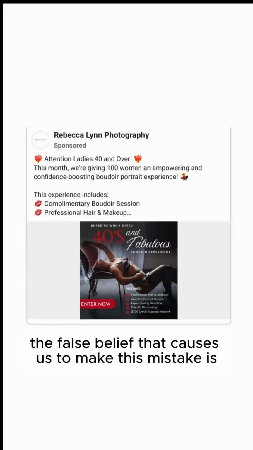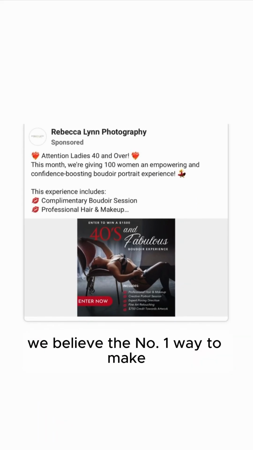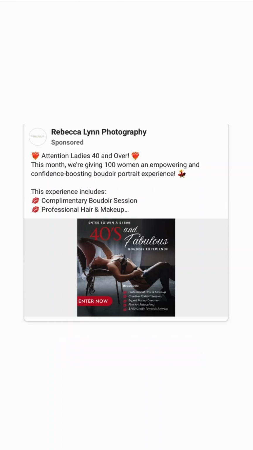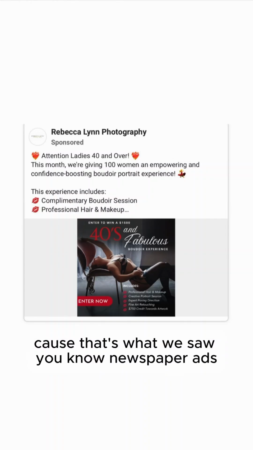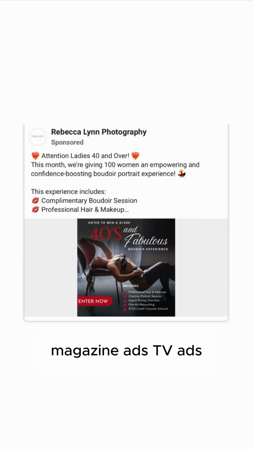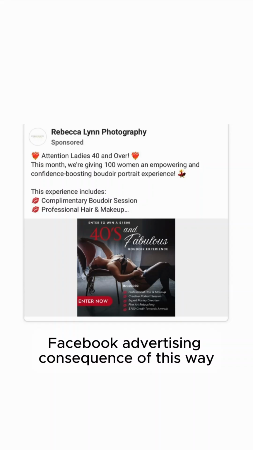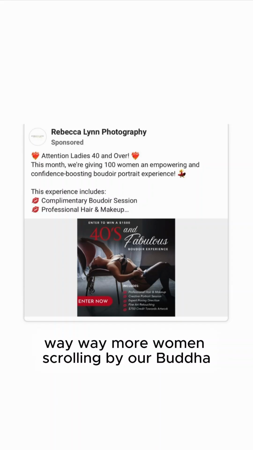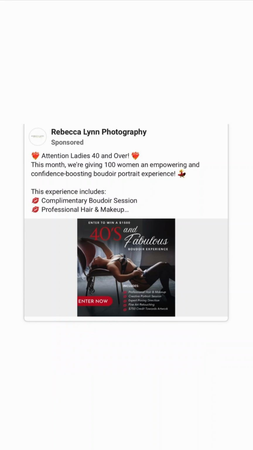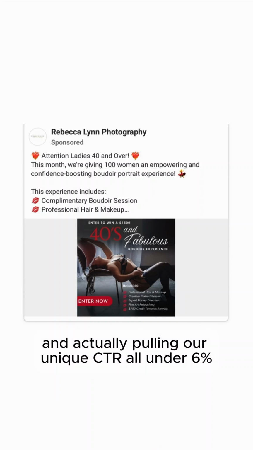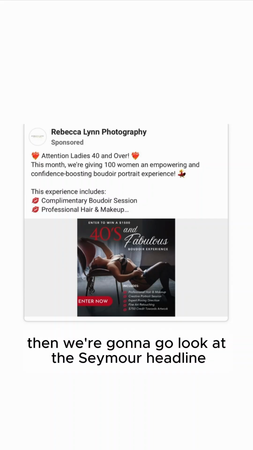The false belief that caused us to make this mistake is we believe the number one way to bring in buyers and the best way to run ads is to have our ad look like an ad, because that's what we saw: newspaper ads, magazine ads, TV ads, social media ads, other Boudoir ads. But that is in fact 100% incorrect for social media Facebook advertising. The consequence of this is way more women scrolling by our Boudoir Facebook ad than necessary, and actually pulling our unique CTR under 6%.